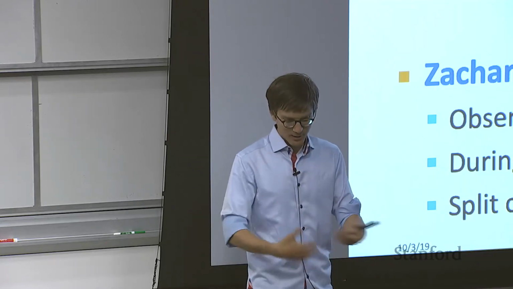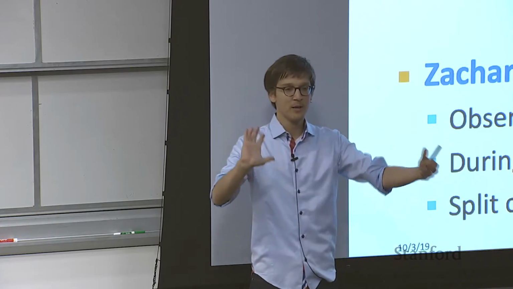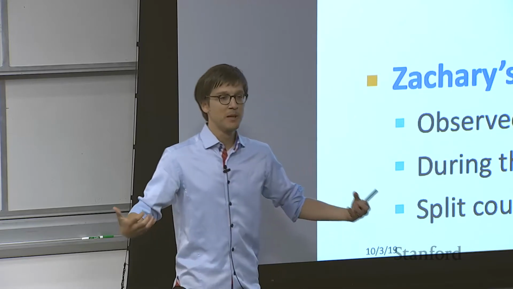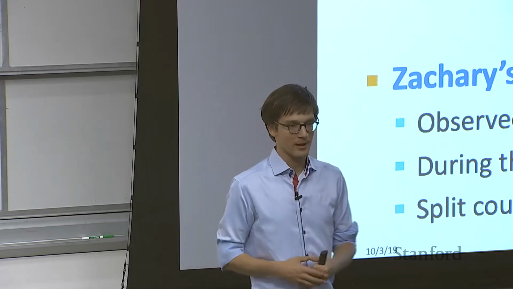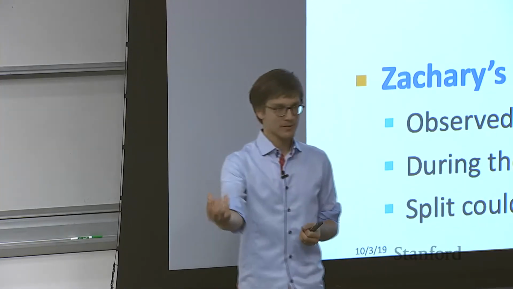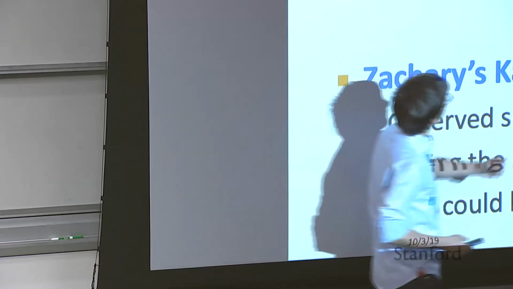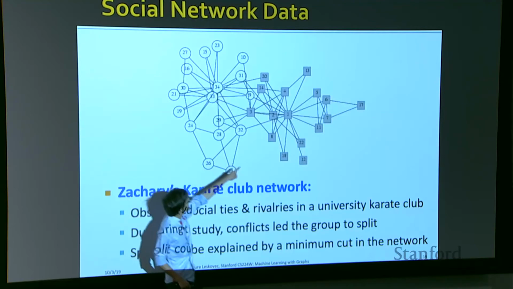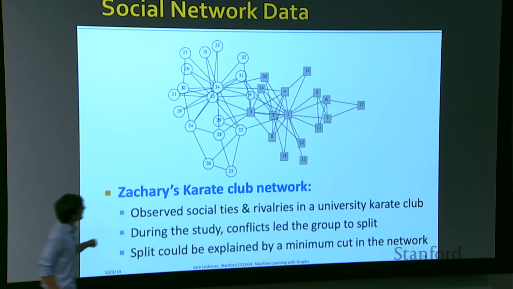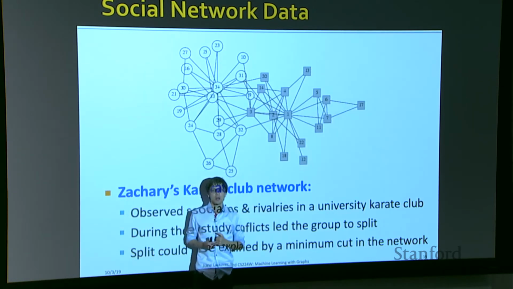And what happened during the course of his study, there was a big quarrel or a fight between the members of this karate club. And the karate club split in two. There were two newly formed karate clubs. One was formed by a very influential person, and another one was formed by the instructor. And it turns out in this visualization that I think 34 is the instructor, and number 1 is the guy who decided to split. And circles and squares tell us who decided to join which club.